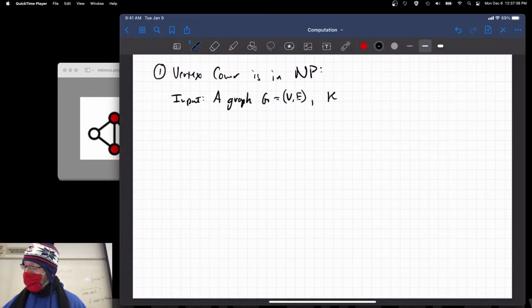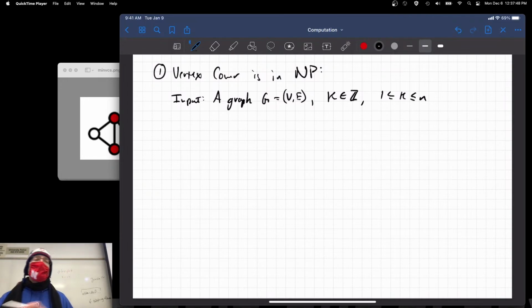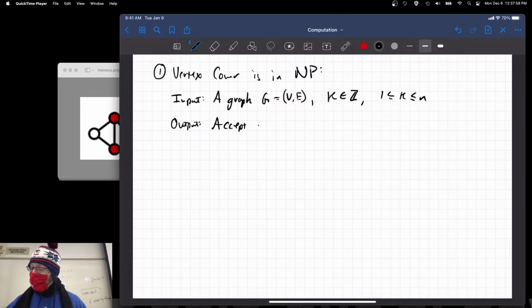Let's say K is an integer from 1 through n here. You can take care of the 0 if you want to; it doesn't matter. There's no output here. We accept if and only if G has a vertex cover of size K.